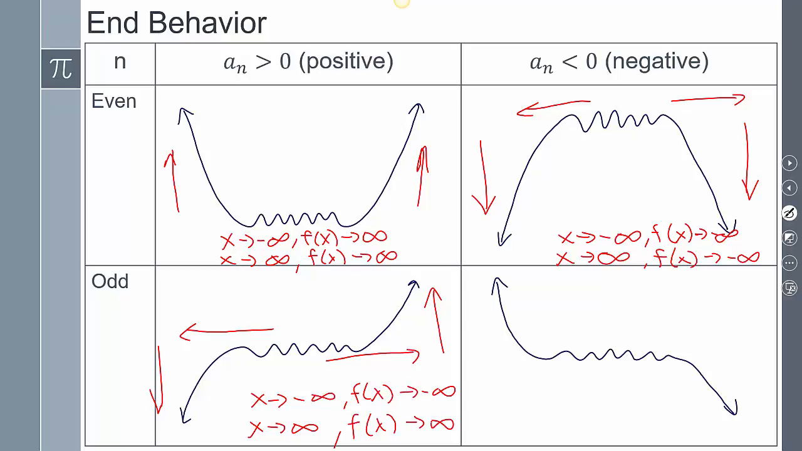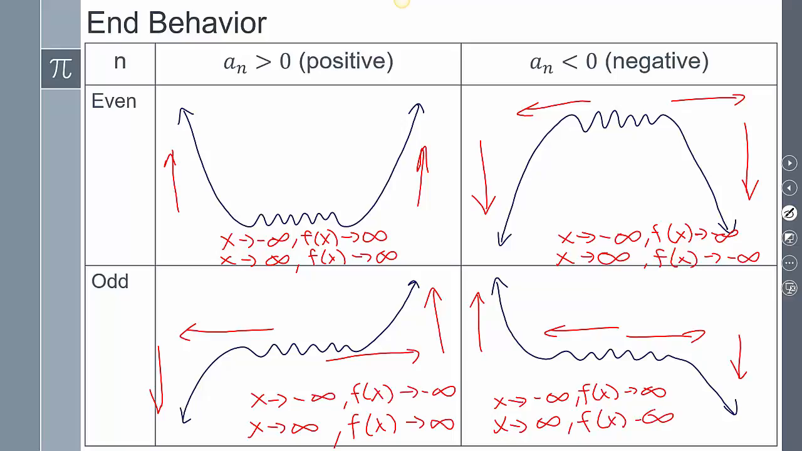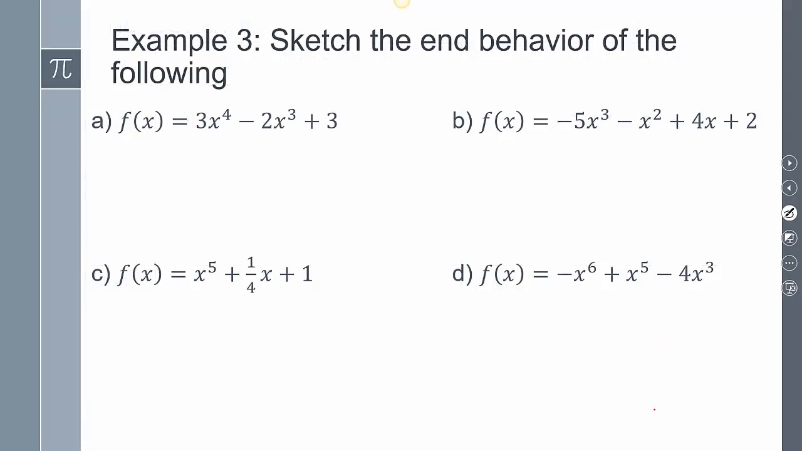And now my next function, as x goes to -infinity, my y goes to positive infinity. And as my x goes to positive infinity, my y goes to negative infinity. So those will be my end behaviors describing those. So now let's practice putting these together.